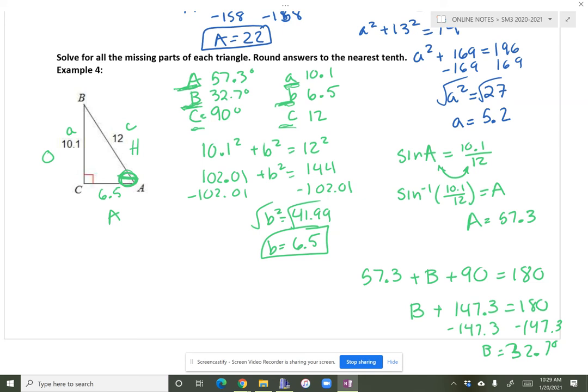Okay. So that's it, you guys. You can literally find anything on a right triangle. Now you have the tools to do all of it. So take a second, absorb all this, and then if you feel good, get going on the assignment.